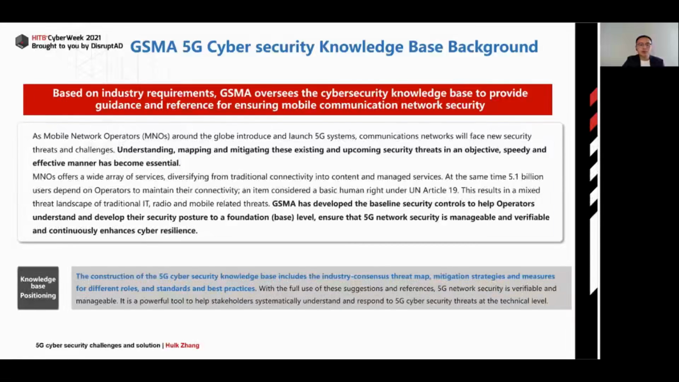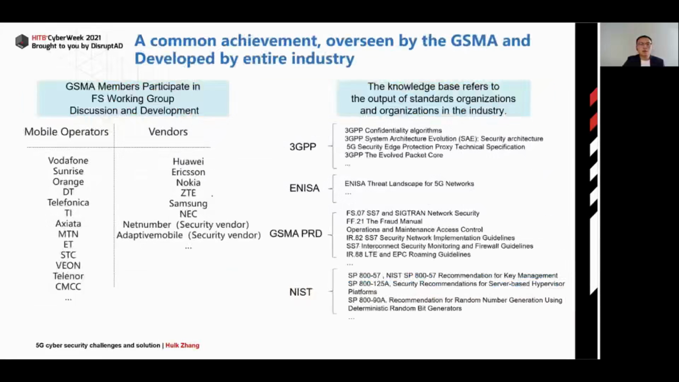And it is highly recommended that the stakeholders, all network operators and equipment vendors of 5G networks, should use this cybersecurity knowledge base. And this cybersecurity knowledge base has been published this year, and you can visit it on the GSMA website. Also, I would like to introduce some more details about this cybersecurity knowledge base.